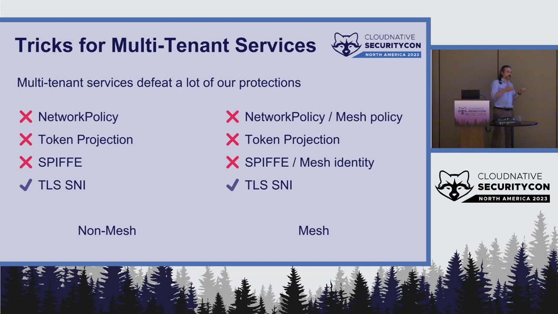But if you're running one of these multi-tenant services, it breaks stuff like network policy, because network policy says it's all going to one port. It's all one L4 path. Token projection, if you're a multi-tenant client, if you go out and call different things, token projection wants to protect one service account that's the service account your pod runs as, and there's no way to say, I'm authorized to use this other account, please give me a token for something else. SPIFFE, again, really wants to attest you are this pod, not you're working on behalf of this service.